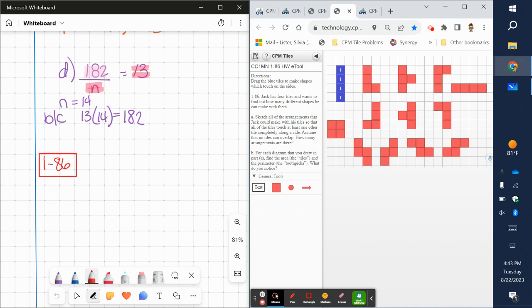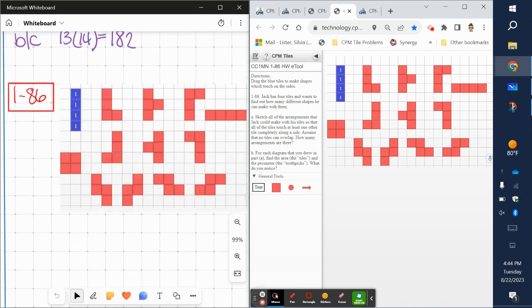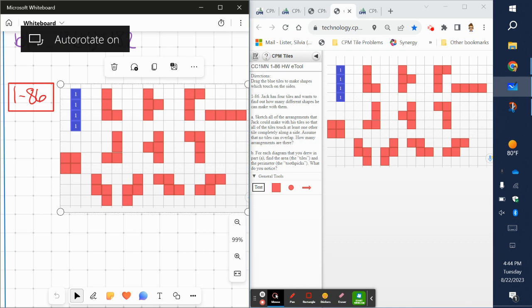So I'm going to pause this for a moment. I'm going to copy and create a screenshot into my document, and then we'll be back to answer the rest of the problem. Okay, so I've got my screenshot made and I've got it entered into my document.